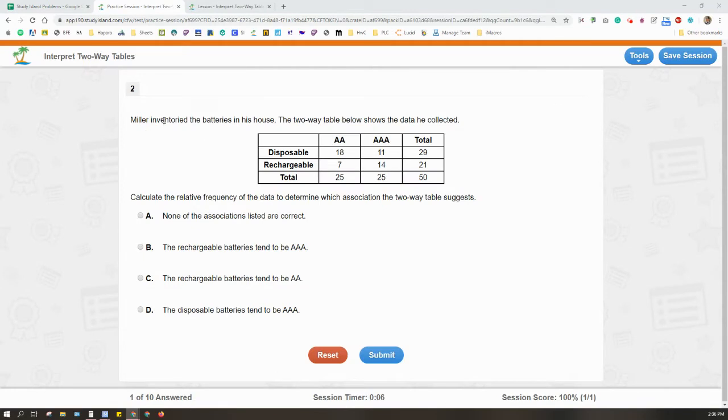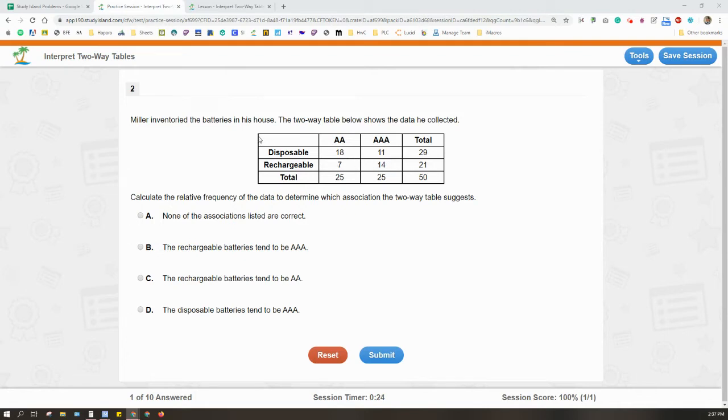Number 2, Miller inventoried the batteries in his house. The two-way table below shows the data he collected. Calculate the relative frequency of the data to determine which association the two-way table suggests. So again, we've got a two-way table with some totals, and we have to put the percentages in.